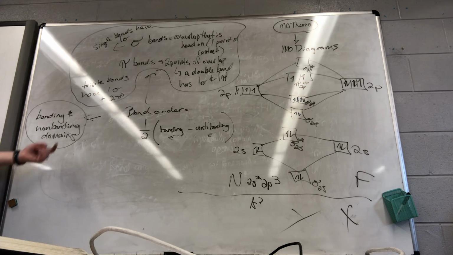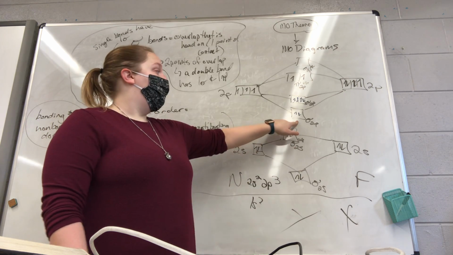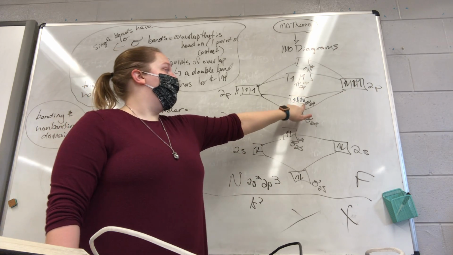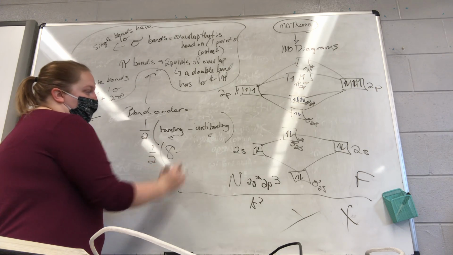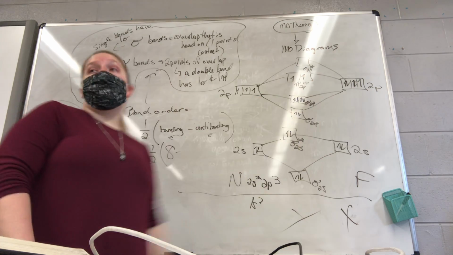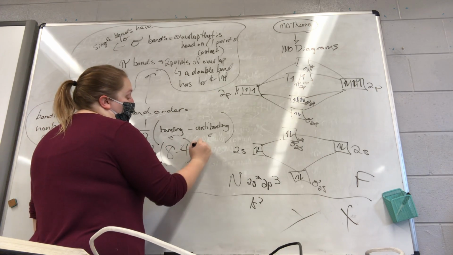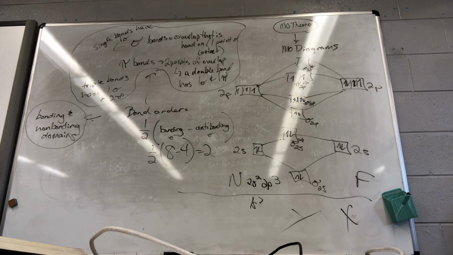So we're going to count the number of bonding electrons. 2, 4, 6, 8. Antibonding electrons: 2, 3, 4. I made a bond order of 2. What does that mean? Double bond. That's what that means. It means there's a double bond. The next question.